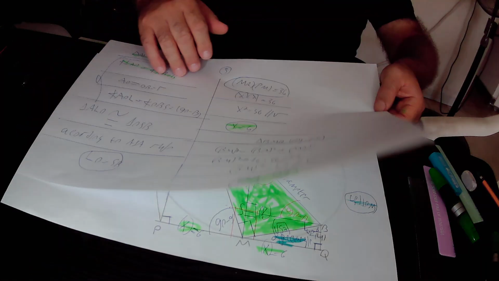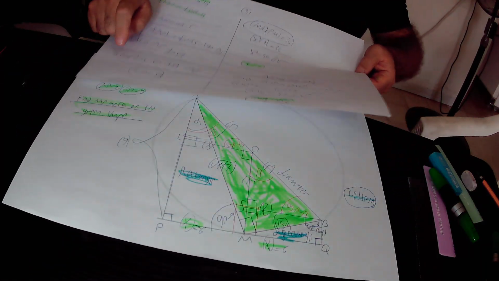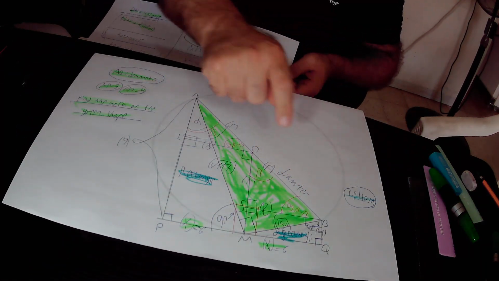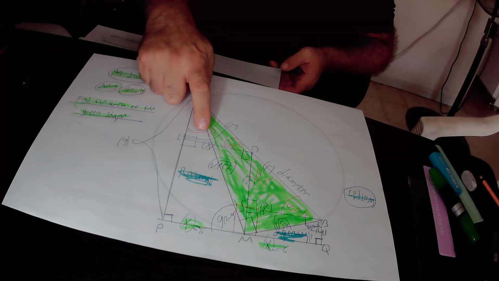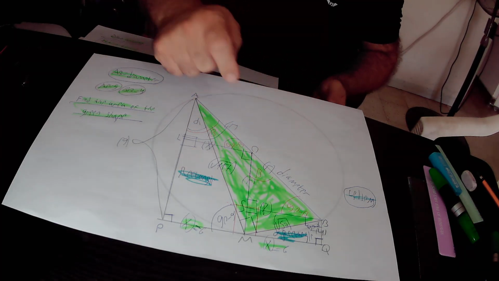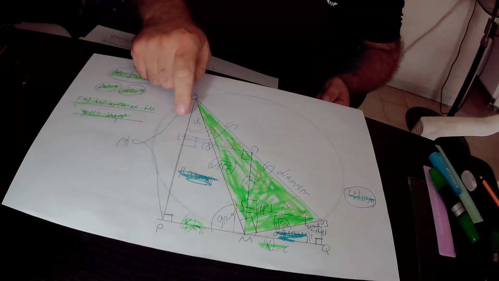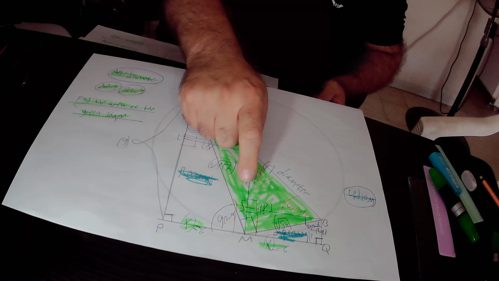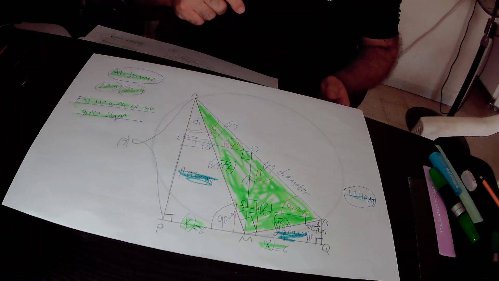So remember that LO equals SB. If you define the length of LO as X, then SB must also be equal to X because they are equal to each other.